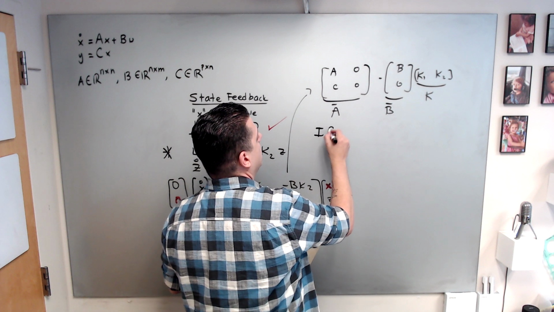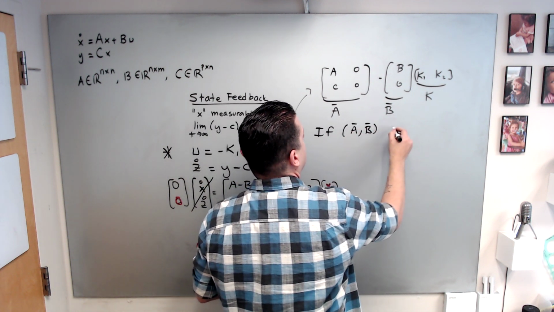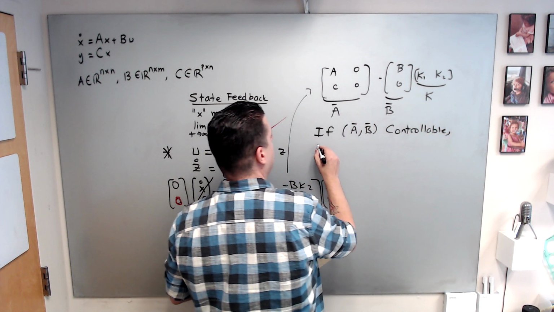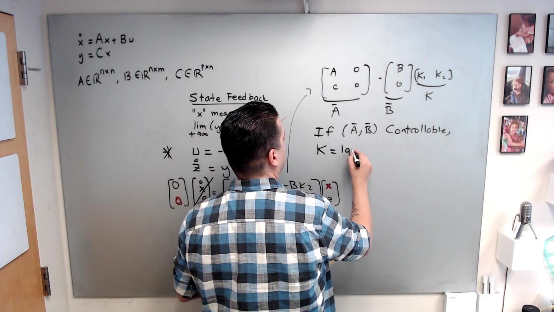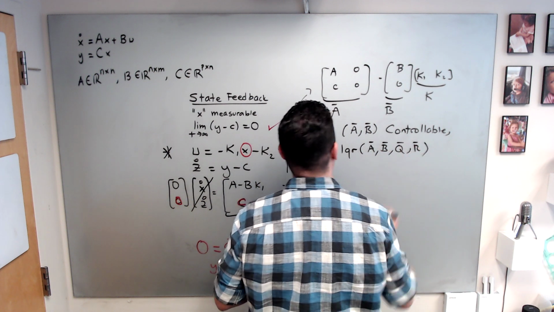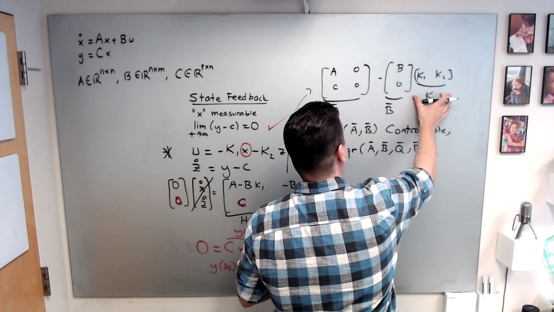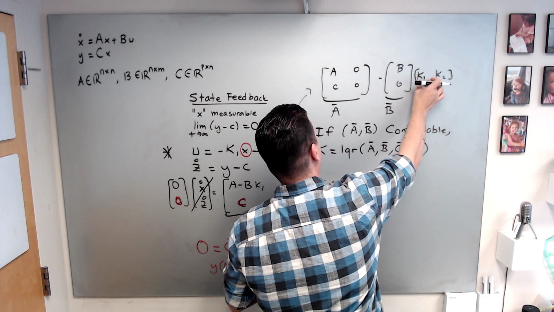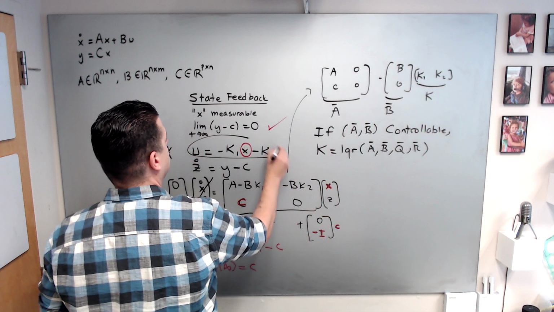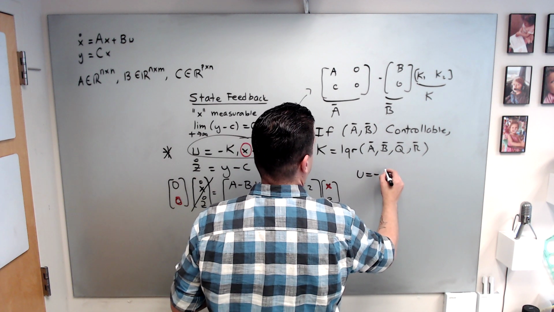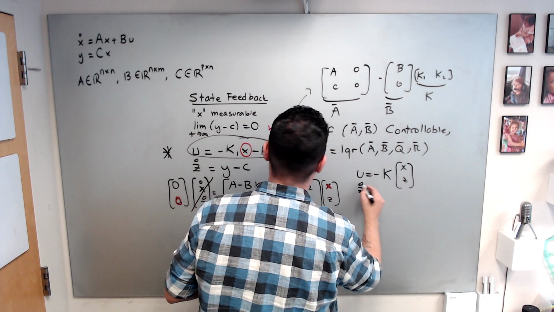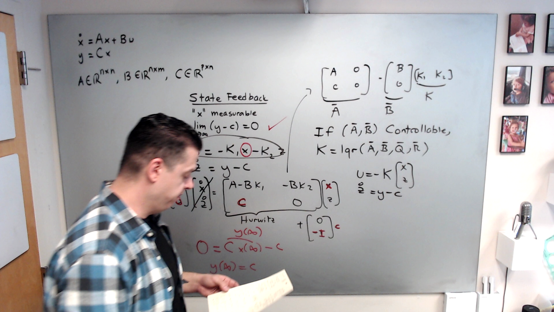If A bar, B bar controllable, K always exists. You can find it using, for example, LQR or pole placement. A bar, B bar, Q bar, R bar. This will give you K, and basically just use the first part for K1 and the second part for K2, or simply, instead of this, you can implement U equals minus K X Z as your controller. Of course, don't forget the Y minus C.